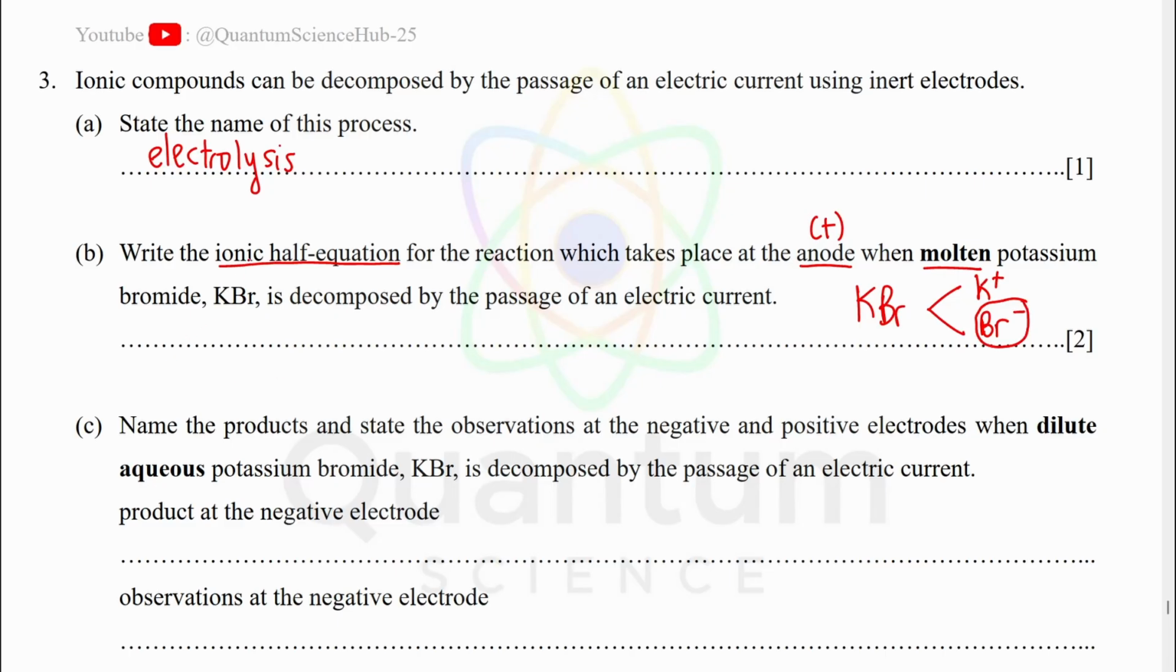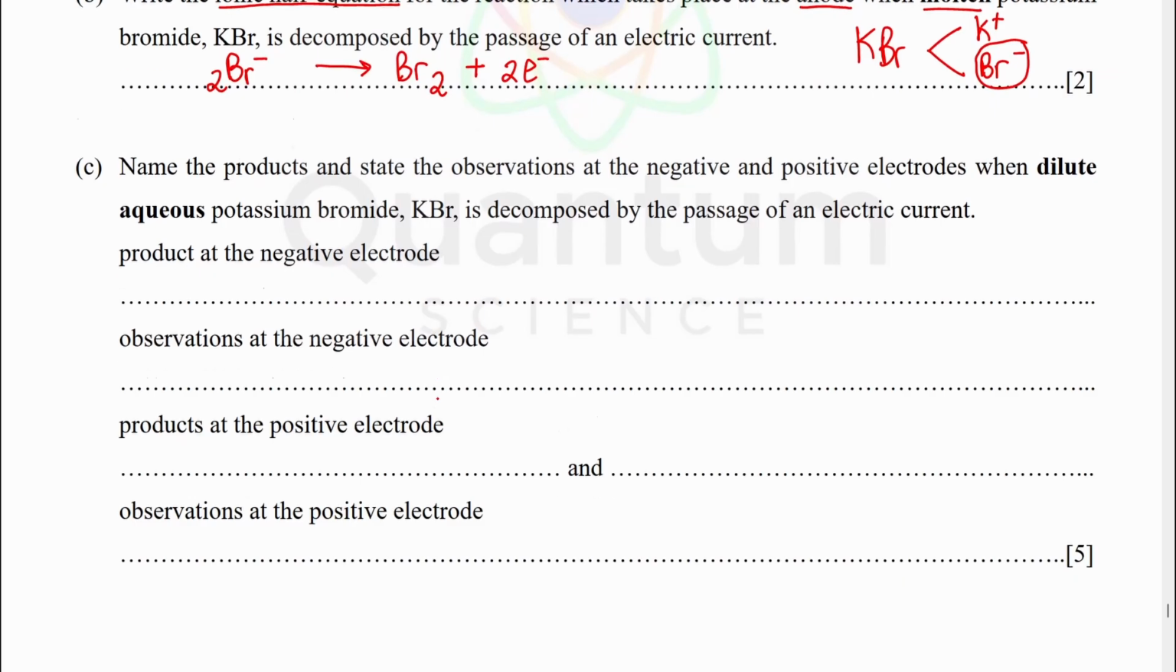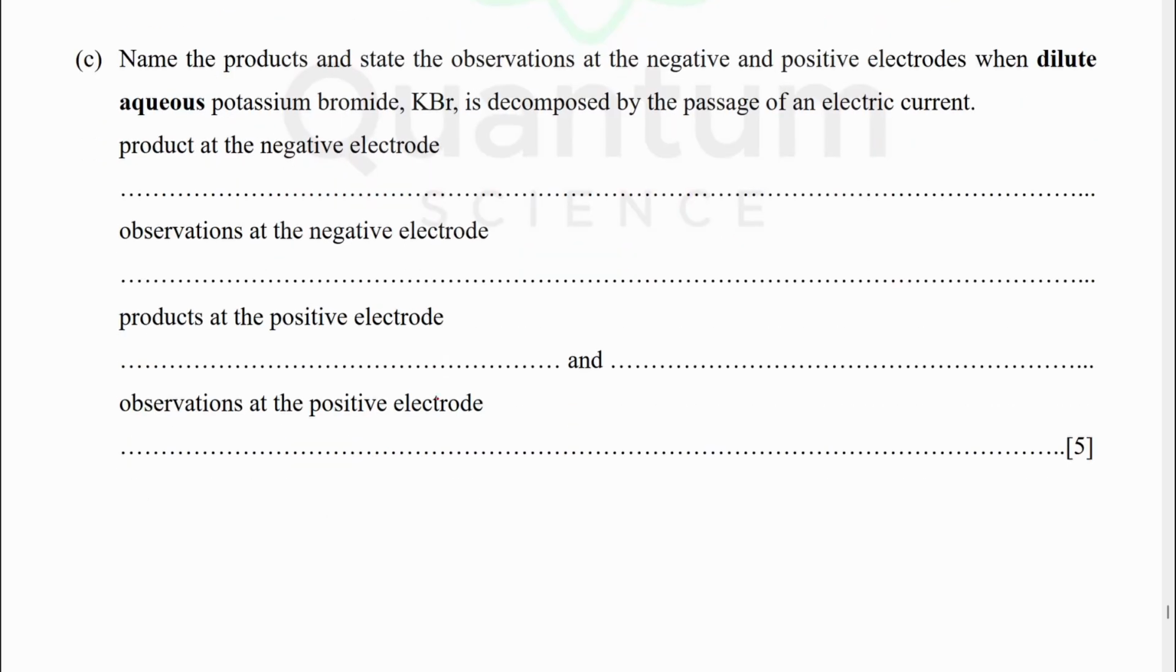And the question is asking about the ionic half equation. So that means it involves electrons. So from ions we want to become atom, Br. And bromine, Br, is a diatomic molecule. So we put 2 in here, and to balance it, I will also put 2. So now the charge at the left side is 2 negative. So where should I put the electrons? It should be at the right side. 2 electrons. Okay?